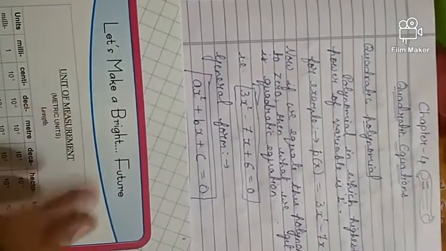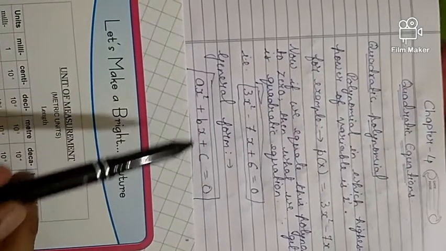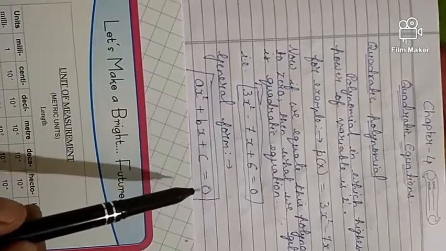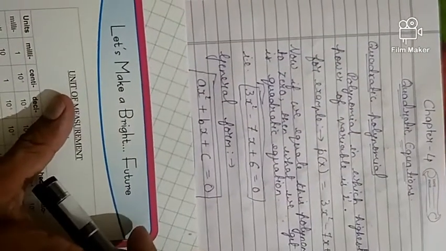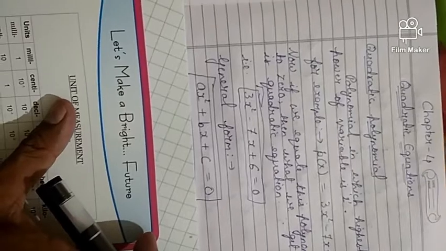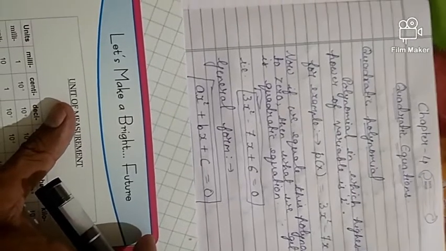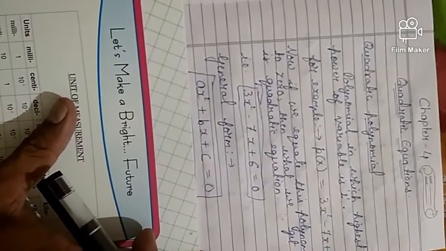Okay, now we will see the general form of this quadratic equation. The general form of this quadratic equation is ax square plus bx plus c equal to 0, where a is the coefficient of x square, b is the coefficient of linear term x, and c is any constant. Remember one thing, in quadratic equation the RHS should always be 0.